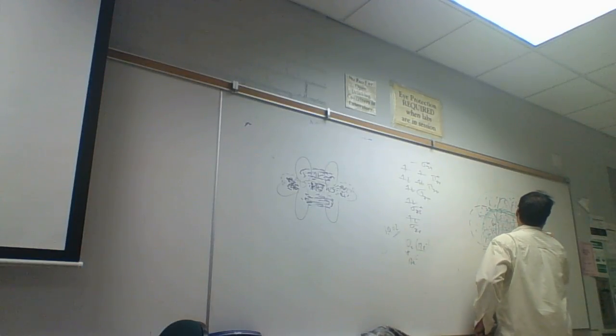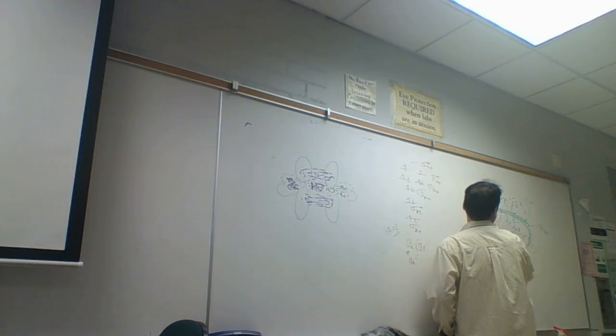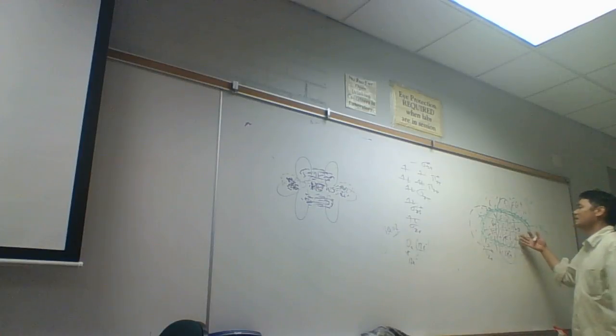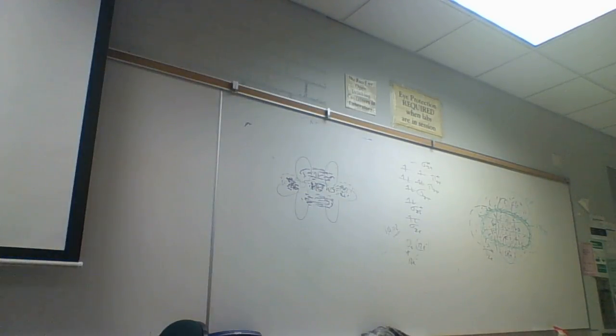So this is the pi 2p perpendicular, and then there's going to be a lobe sticking in, which will be dotted here. Lobe sticking out, lobe sticking in. Actually, I could just show you on here. This looks like.